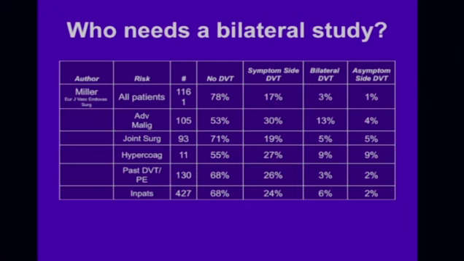Well, for all patients it's about 1%, but there are some subsets where there is a higher amount. If you have malignancy, the chance can be as high as 4%. If you've had recent joint surgery, 5%. If you have a hypercoagulable state, 9%. And if you had a past DVT, about 2%. Inpatients also have 2%. So in these groups, we do recommend looking at a bilateral study in all patients. For other outpatients, we just do a simple unilateral study, recognizing that all patients get that common femoral or iliac spectral Doppler on both sides.